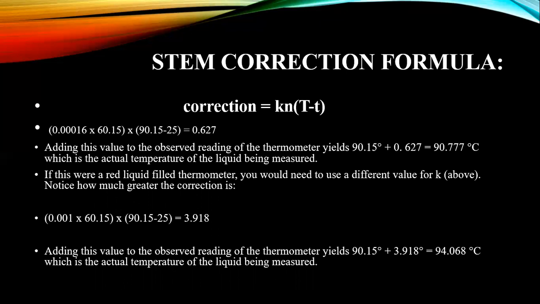Notice how much greater the correction is. 0.001 multiplied by 60.53 multiplied by (90.15 minus 25) is equal to 3.918. The observed reading on the thermometer is 90.50 degrees. We add the value to this thermometer reading: plus 3.918 degrees equals 94.068 degrees Celsius, which is the actual temperature being measured. This is the final temperature.